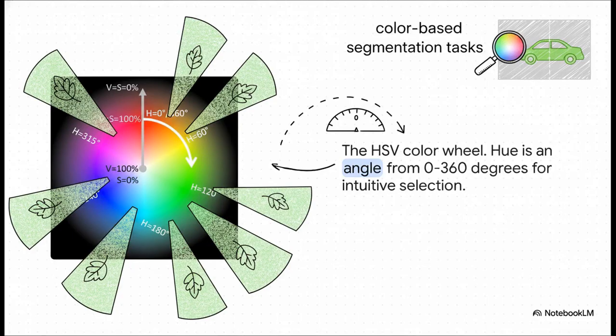And this color wheel is why HSV is so powerful. Notice how hue is just an angle on the circle? It has completely decoupled the idea of what color is it from how bright is it.